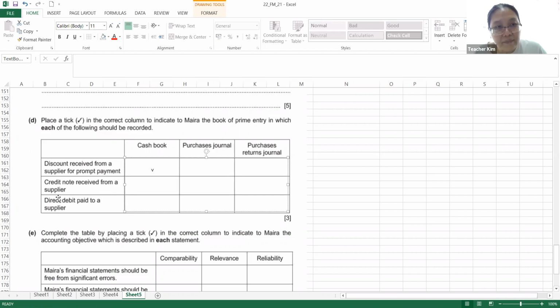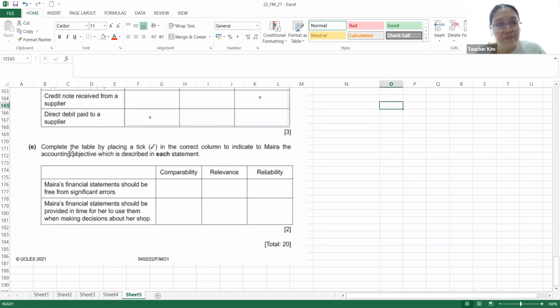Next is credit notes. Credit notes received from supplier goes to purchases returns. And come to this one: direct debit paid. The moment it is paid, money goes out. Money going out is the cash book.